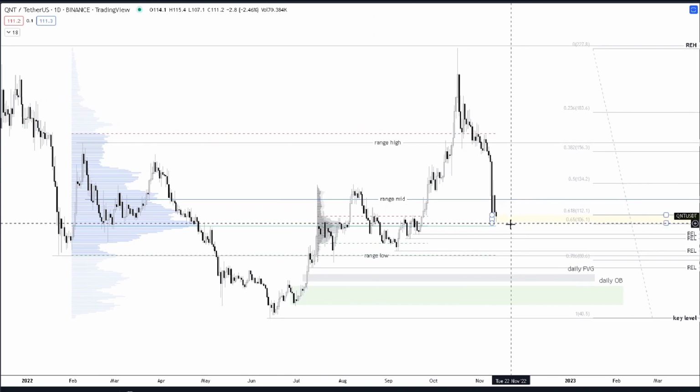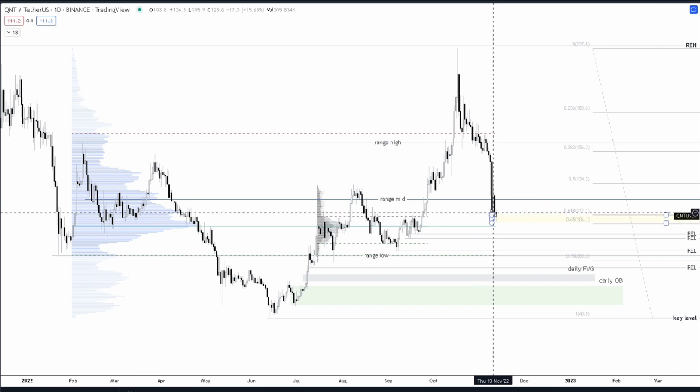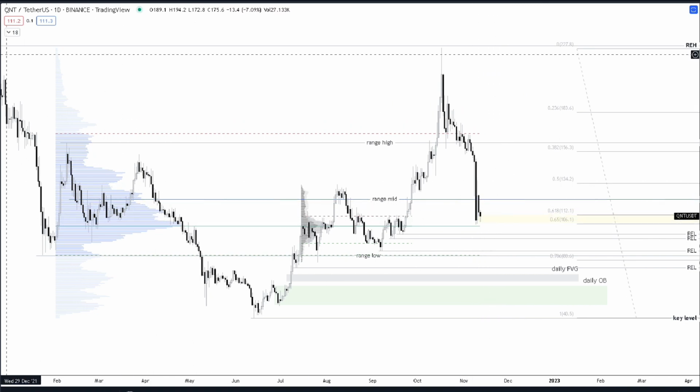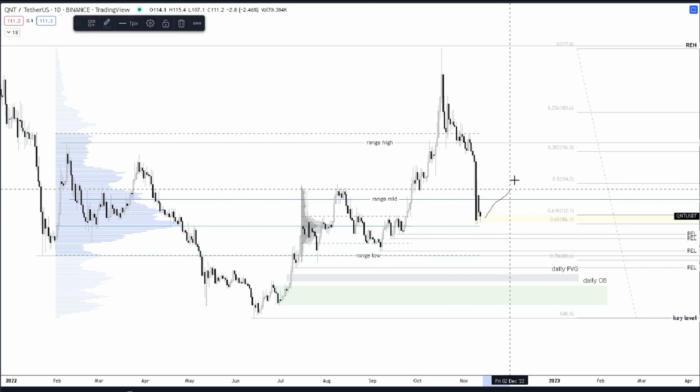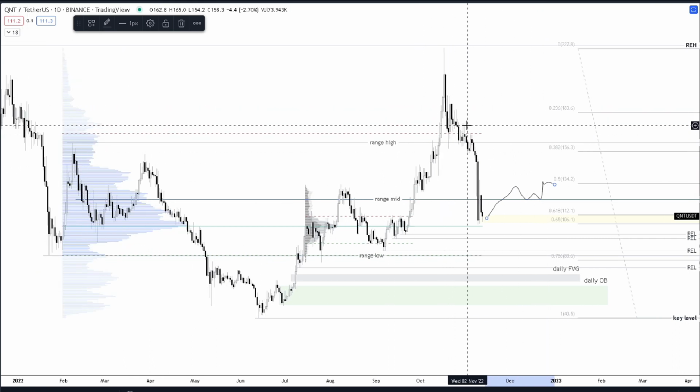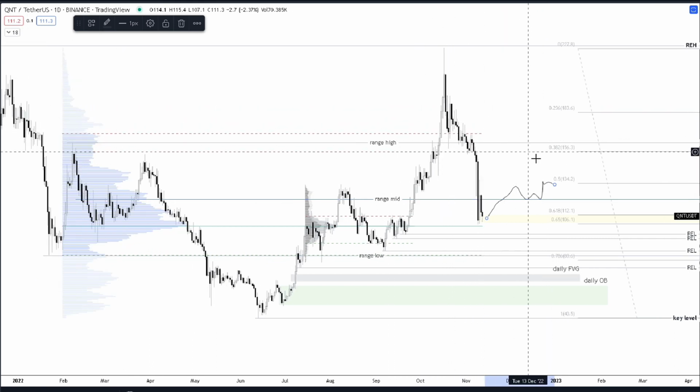For now, it's caught on an area of confluence right here. There's a lot of buying pressure right here, so we can actually see a short-term movement up on Quant, and this is what I'm expecting to see at the moment. But this doesn't really give me any entries for a trade.